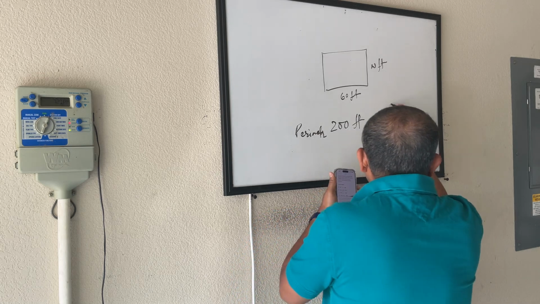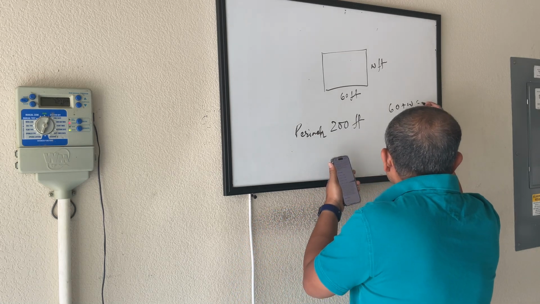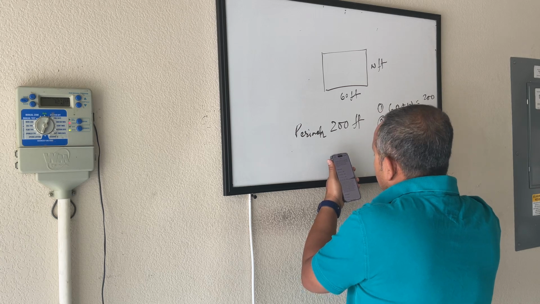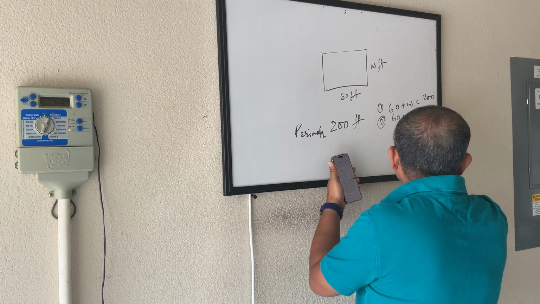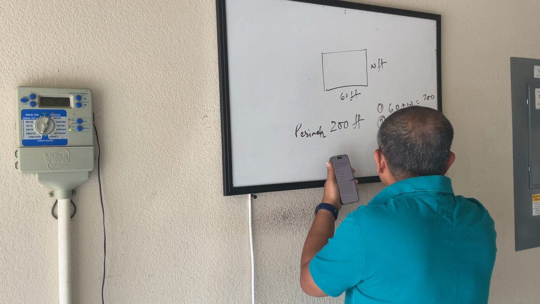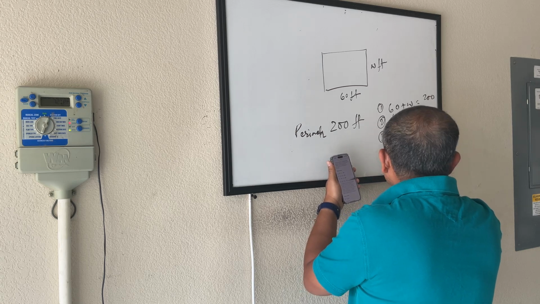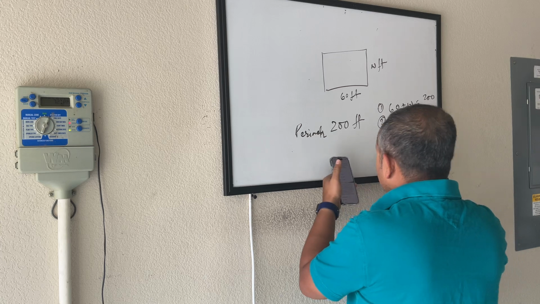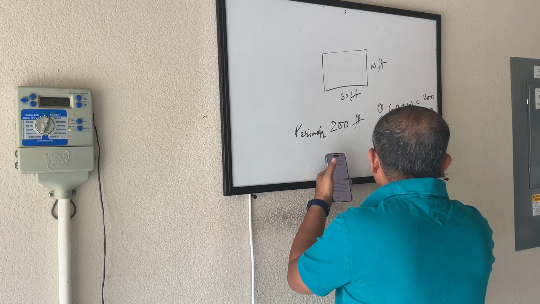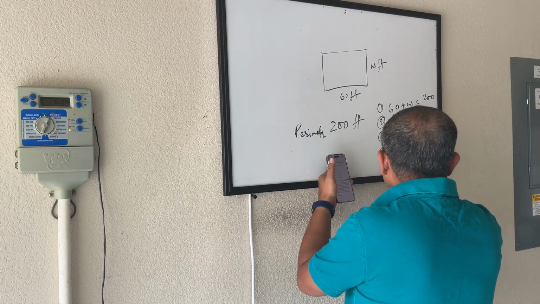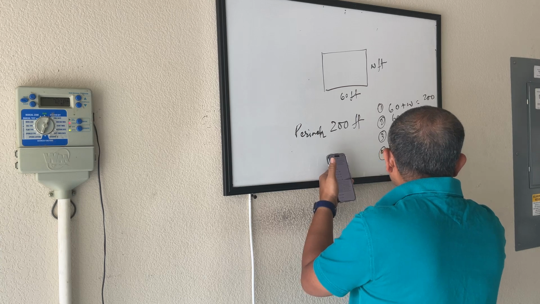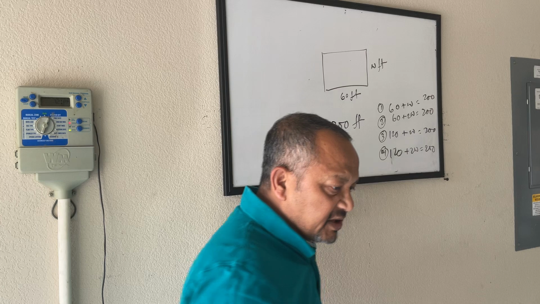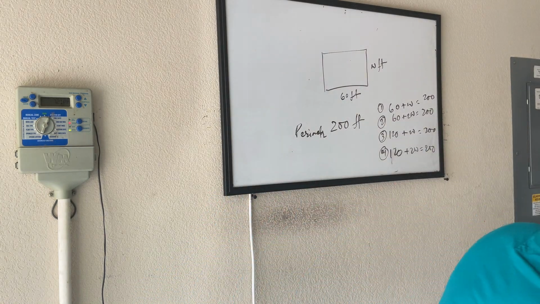And we have certain options: 60 plus W equal to 200, this is one. 60 plus 2W equal to 200, that is the second one. 120 plus W equal to 200, that is the third one. And the fourth one is 120 plus 2W equal to 200. And trust me, this one doesn't need any solution.